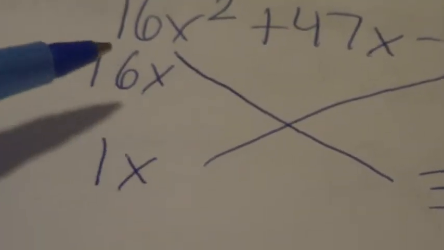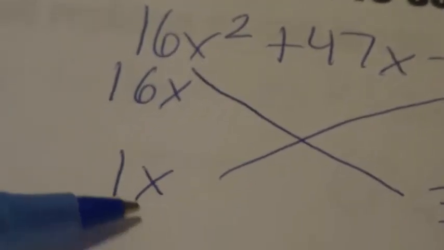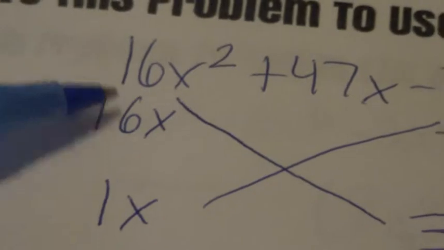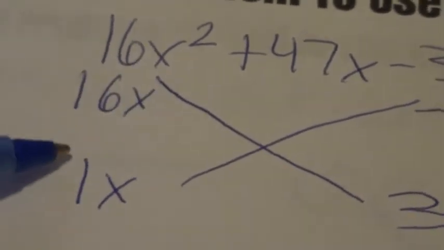So, where's my pen? There it is. This is 16 and this 1. Well, you probably noticed that 1 times 16 is 16, and x times x is x squared.